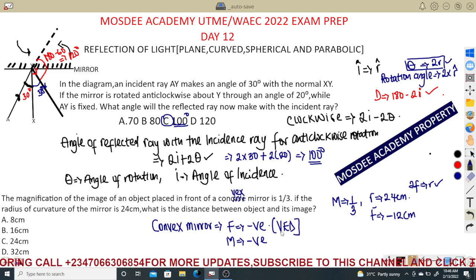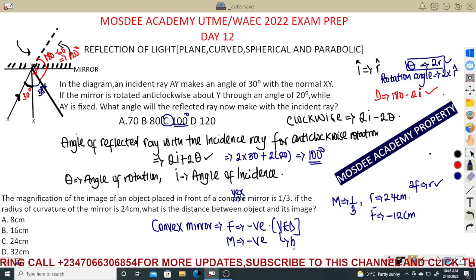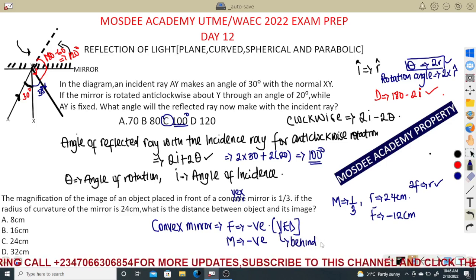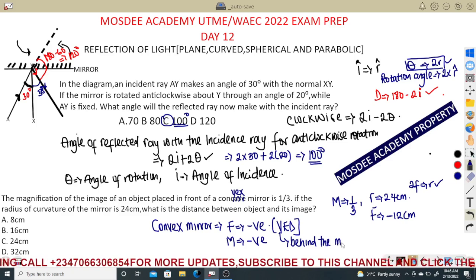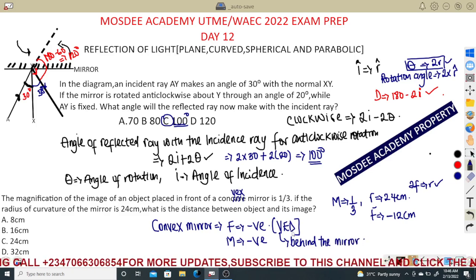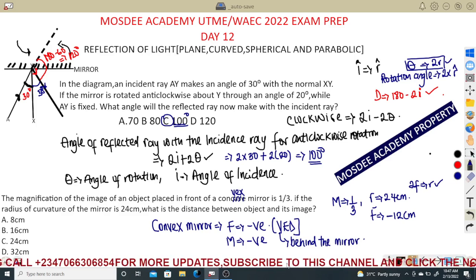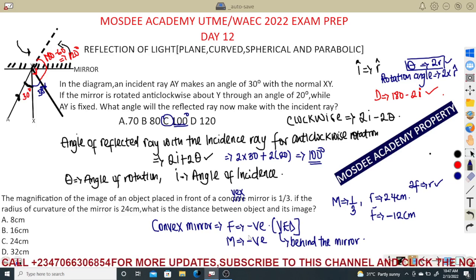So the image is always virtual, and when you say something is virtual, it means it will be behind the mirror. Quick concept: behind the mirror. Very important: it is erect, which means upright. Diminished means it's small. It is never going to be magnified. Those are important. This is a sign convention I love to use.